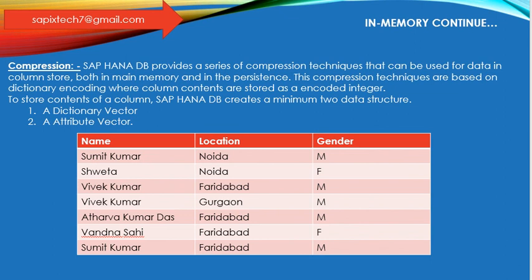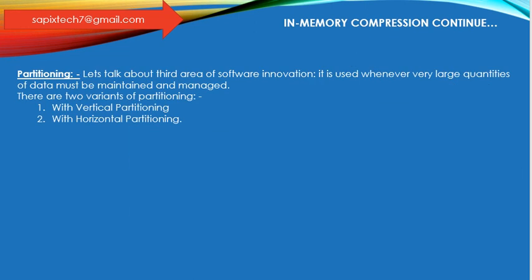Apart from that, I'll show you what partitioning is. As I said, HANA supports only horizontal partitioning, and different partitioning techniques are used, like round robin and others. I'll show you what the round robin partitioning process is, and everything.